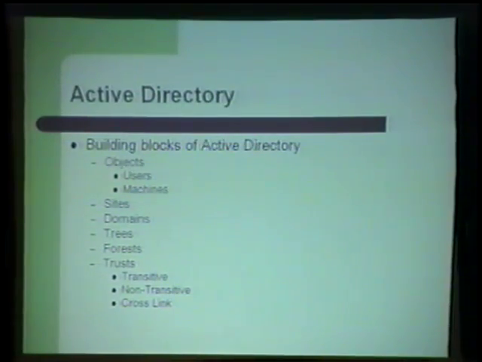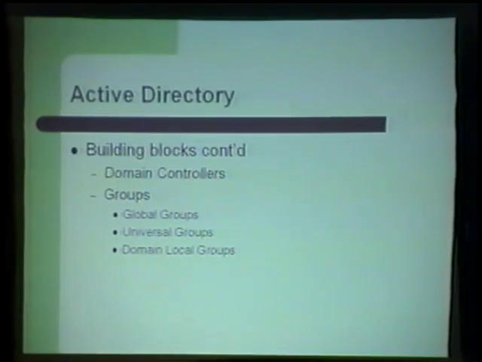You have what's called a transitive trust, which means that by default the trust relationship between a domain and its child domain is considered two-way transitive. And I'll show what that means. And a cross-link, which is basically a shortcut trust. You have domain controllers, and you have your groups. I'm sure many are familiar with global groups and local groups, but there's another group called the universal group, which basically means it incorporates users from many domains.